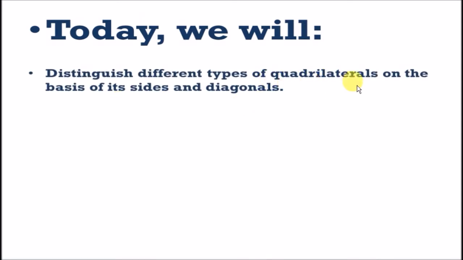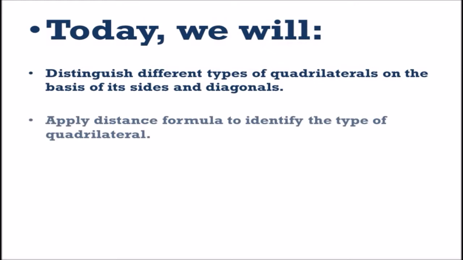of quadrilaterals on the basis of its sides and diagonals. Remember, we will be taking the sides as well as the diagonals. The next one is, we will apply distance formula to identify the type of quadrilateral. We will be using distance formula in order to find the length or the distance of the sides as well as the diagonals. And then we'll distinguish the type of quadrilateral on the basis of that.